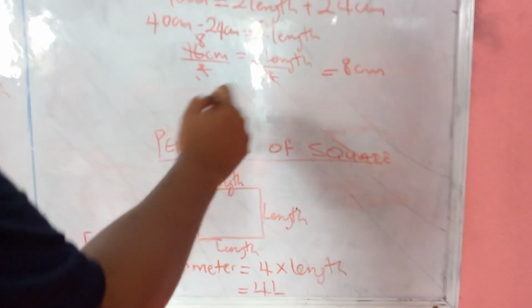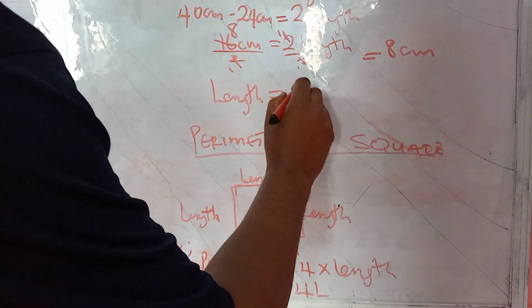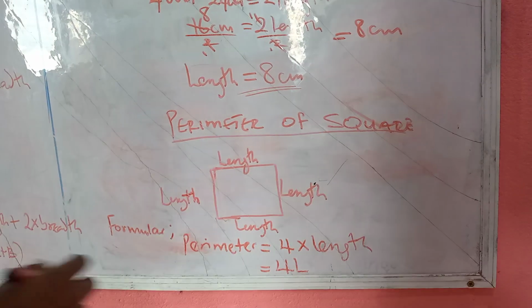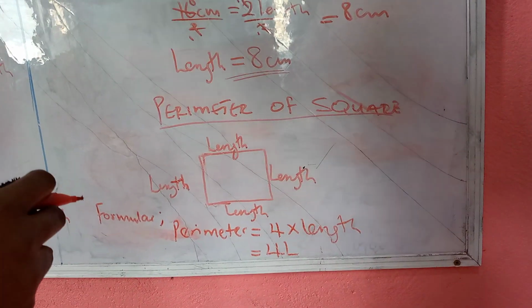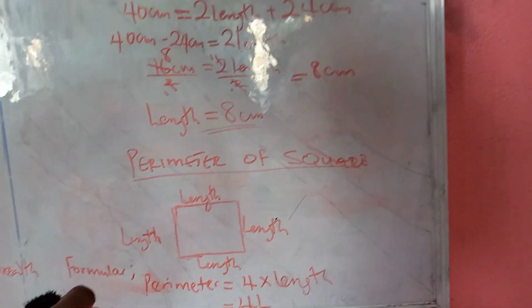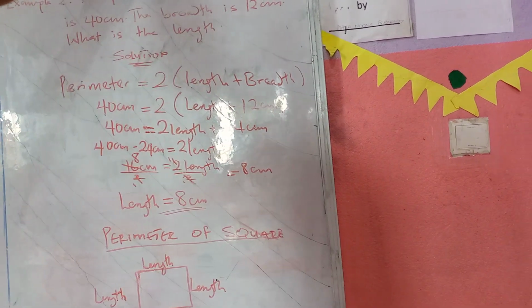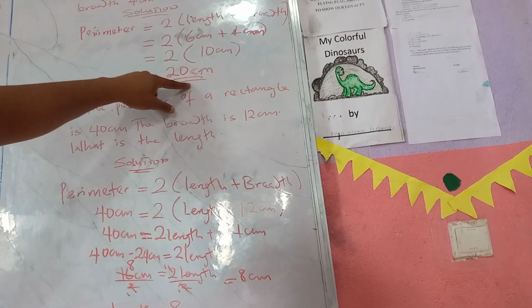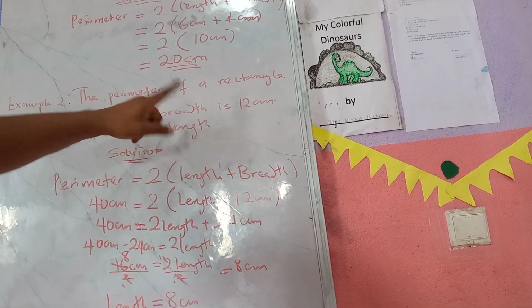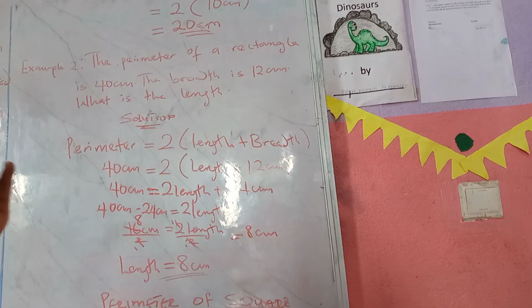So our length now is equal to 8 centimeter, and that is the answer. So this is when you are given perimeter and you are not given either breadth or length. This is the step. But if you are given length and breadth, you apply the formula straight and get your perimeter. But if you are given perimeter and one of length or breadth, this is how you are going to solve it, and that is the end.